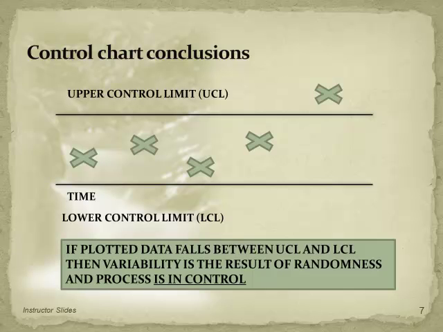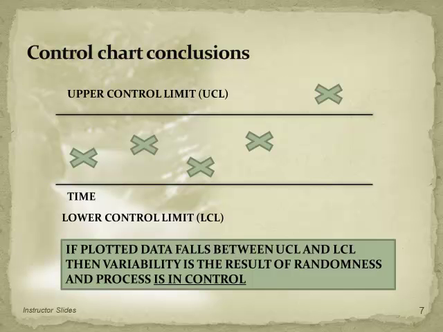But for the 5th day, we see that we have a data point that falls above the upper control limit. So if that occurs, then our conclusion will change. Our conclusion will be that the variability is the result of an assignable cause, and therefore the process is not in control. Now, the control chart does not tell you what the assignable cause is that caused the last data point to fall above the control limit.